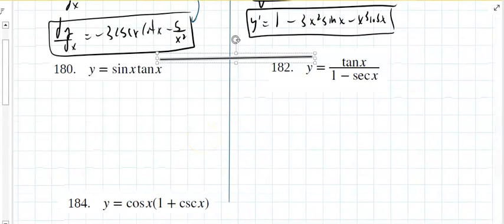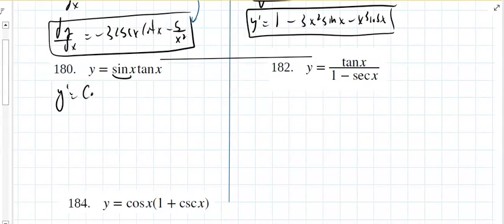Here, this is the product rule: derivative of the first times the second plus the first, and the derivative of tangent is secant squared of x.